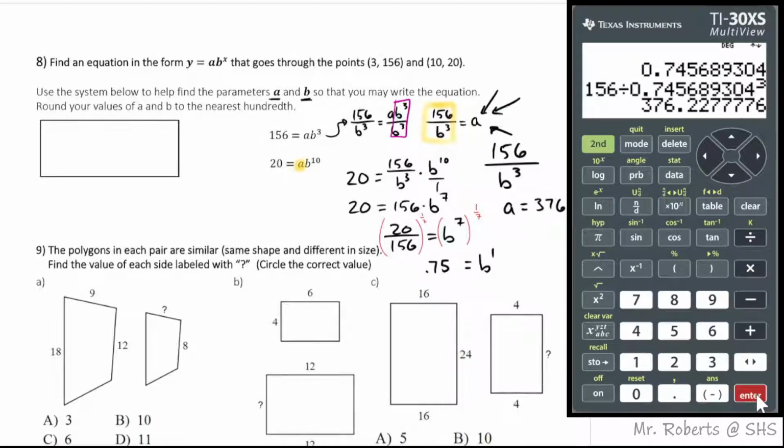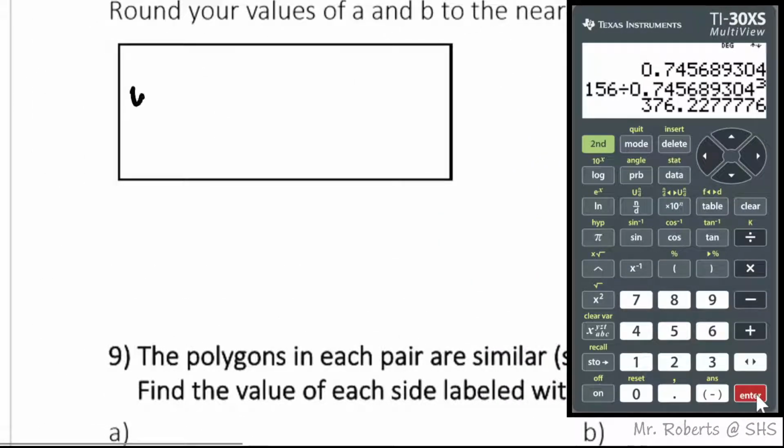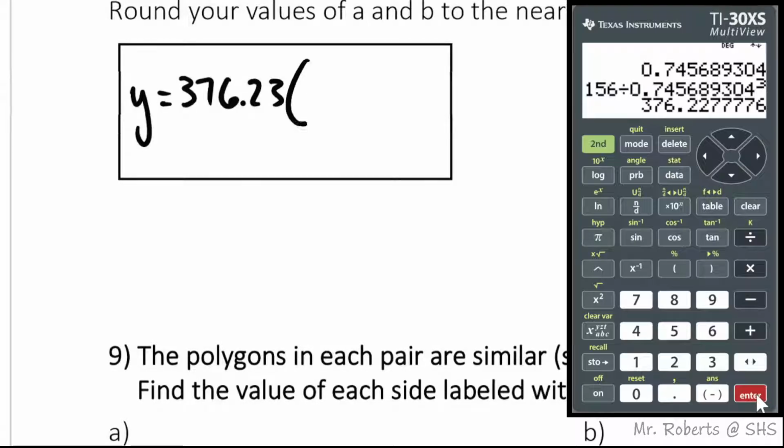So we're going to quickly go y is equal to 376.23. I have to write this smaller. I'm running out of room. Y is equal to 376.23 times 0.75 raised to the x power.